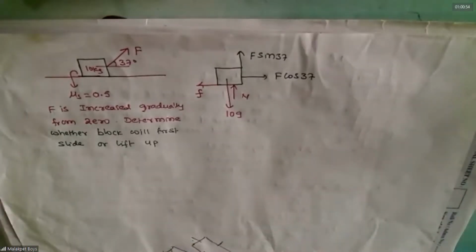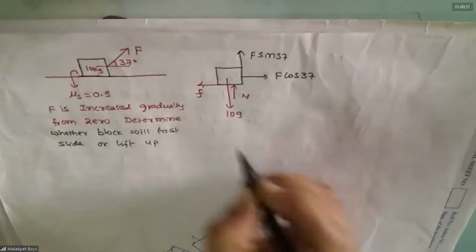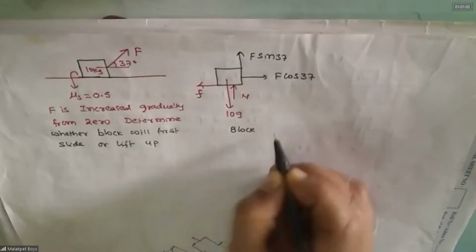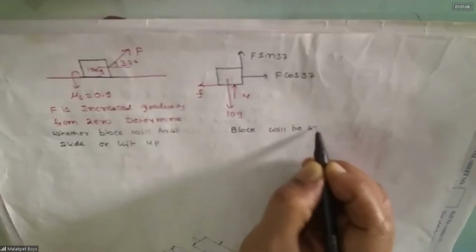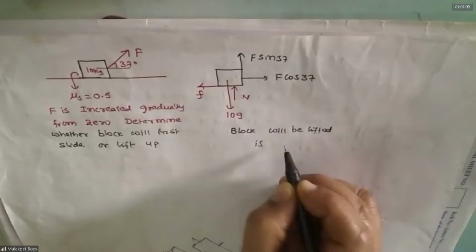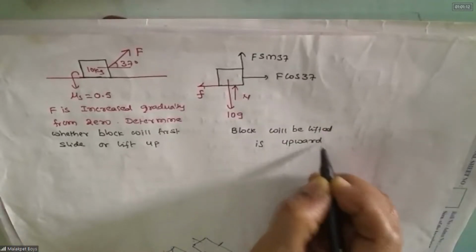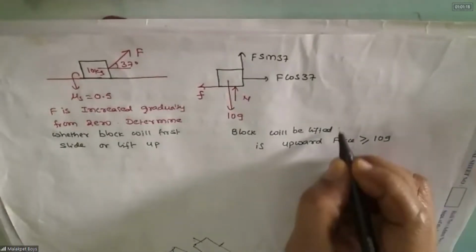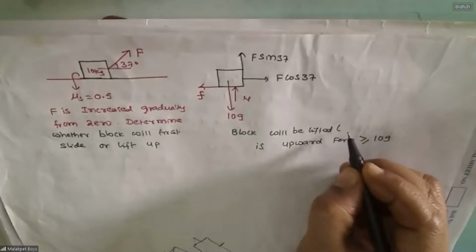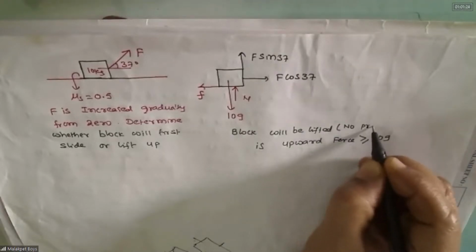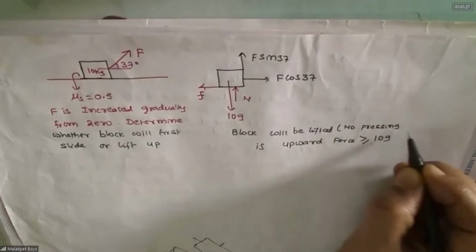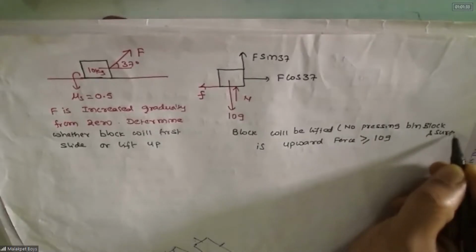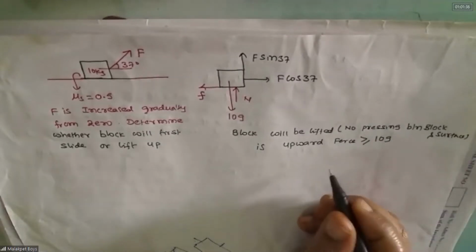Okay, come back to this. Now, let us see when the block will be lifted. If F sin 37 is more than block's 10 g, it will be lifted, if upward force is more than downward force. Lifted means there won't be any pressing, no? That is only lifting, no? Otherwise called touching. Okay, so yes, sir.